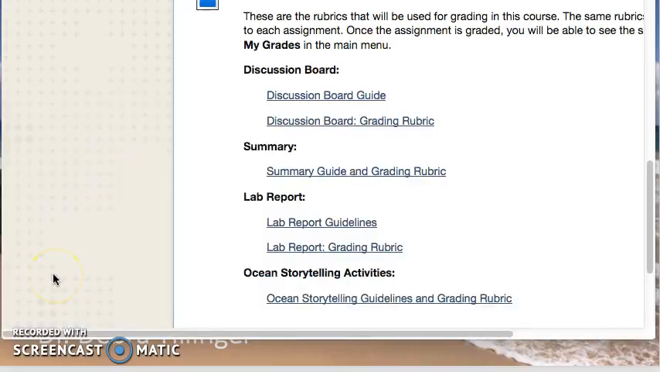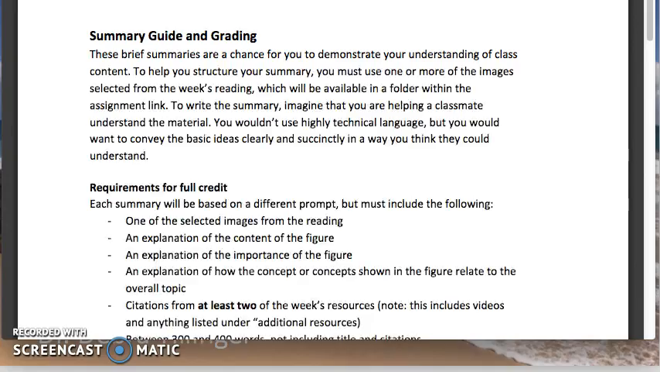Let's go back to course information and check out the assignment guidelines. Here is the breakdown of what is required in a summary. There are also guidelines for the discussions. Please read these carefully so that you know what I'm expecting.